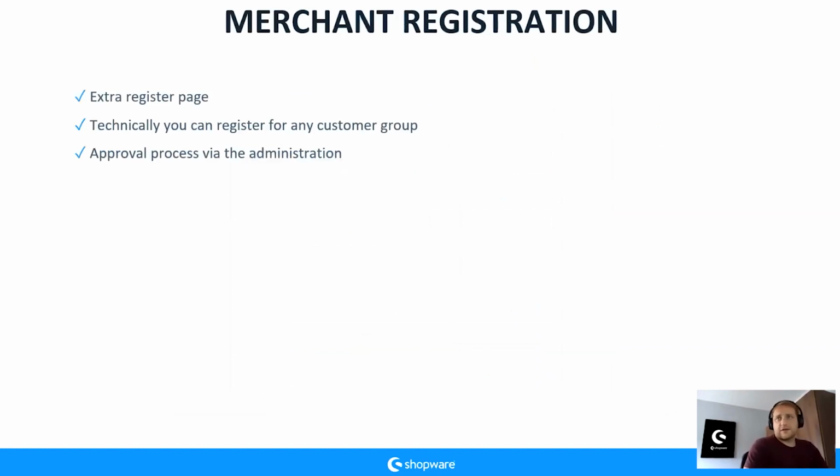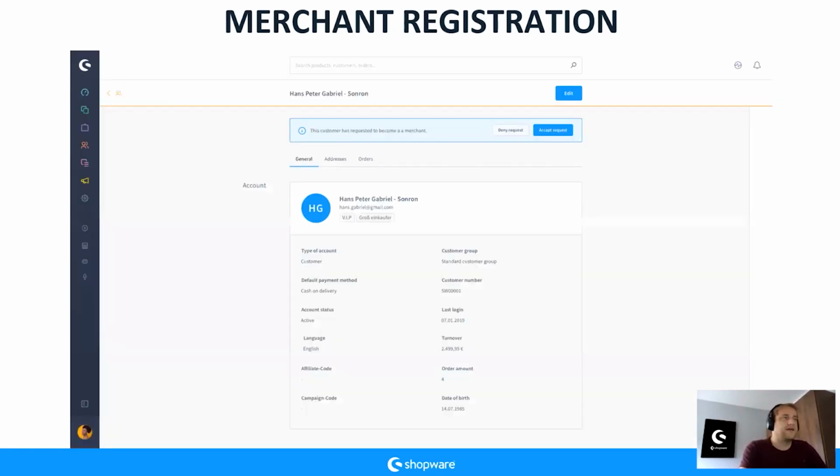Merchant registration. You all already know this feature from Shopware 5. As a customer, you can apply to become a dealer by registering separately. Technically, you can even register for any customer group. The approval process will be possible via the administration, of course. And this could look like this.